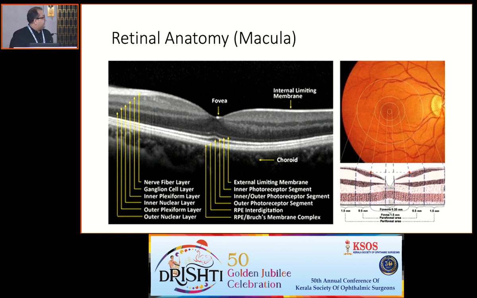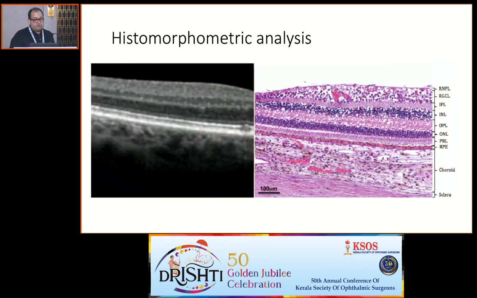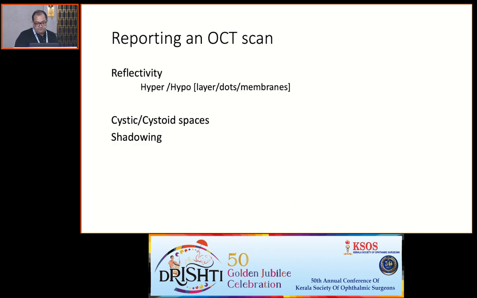Coming to the retinal anatomy and the macula, as you look at it, it is all the 10 layers. And if you go into the morphometric analysis of it, keeping the two slides side by side, you can see actually how well spectral domain OCT depicts the histopathological structure of the macula.